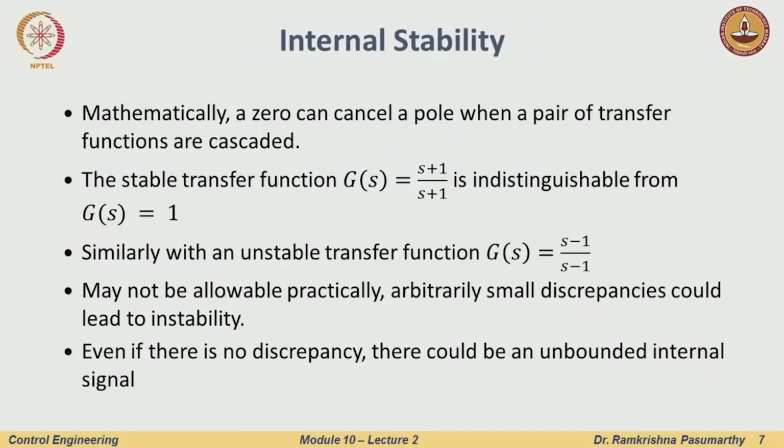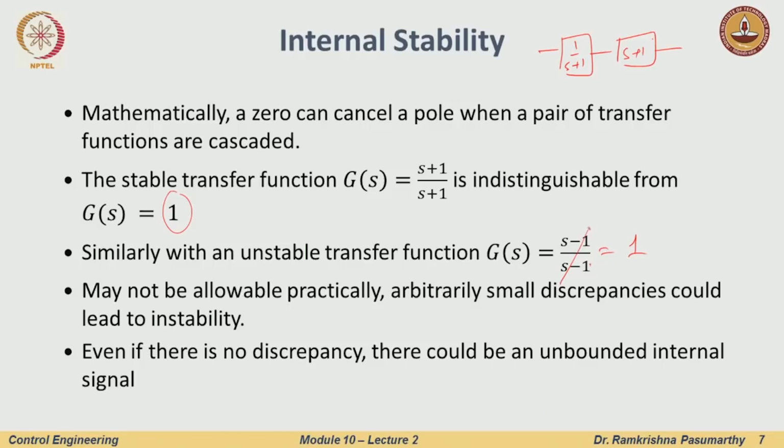Let's first talk of internal stability, and what it means. Mathematically, a zero can cancel a pole when there are two transfer functions in cascade. Loosely speaking, say I have 1 over s plus 1 and there is a cascade s plus 1. Mathematically they will cancel each other, and this is 1. We will not worry about how I can realize this and so on; that's not the worry at the moment. Similarly, when I have unstable things, s minus 1 and s minus 1, they will also cancel each other, and I will have 1.